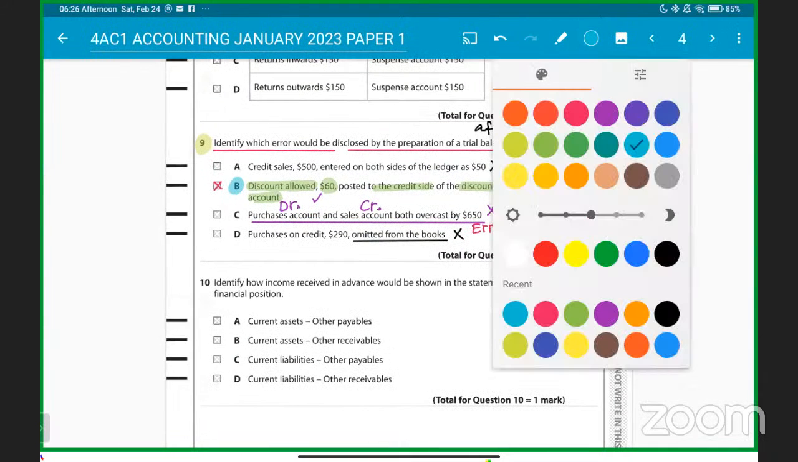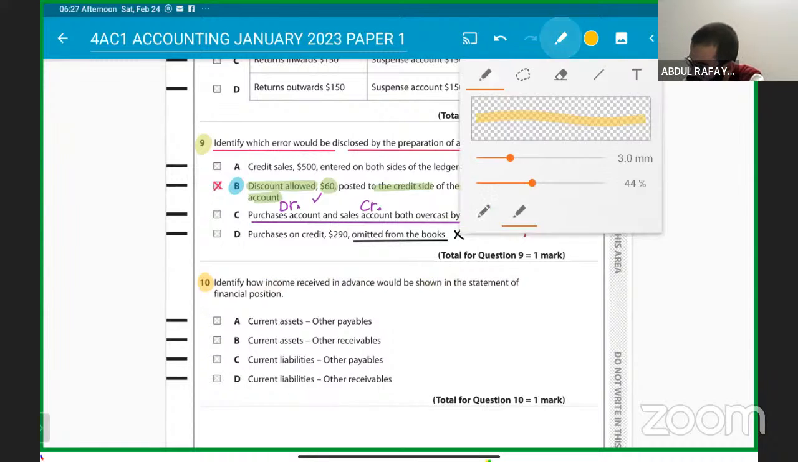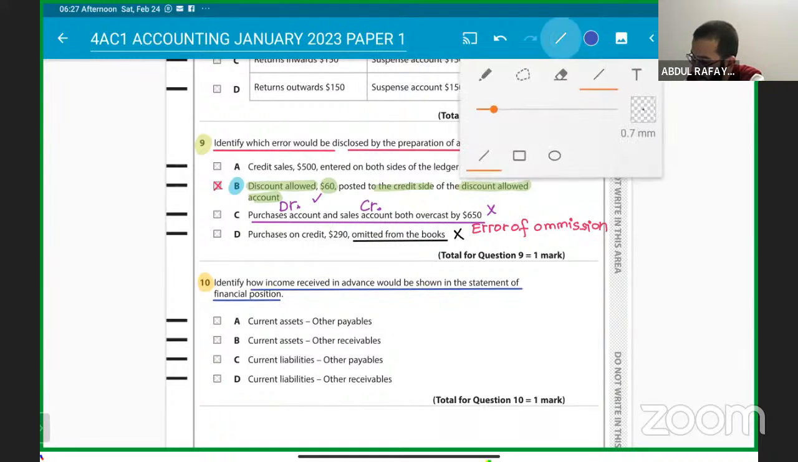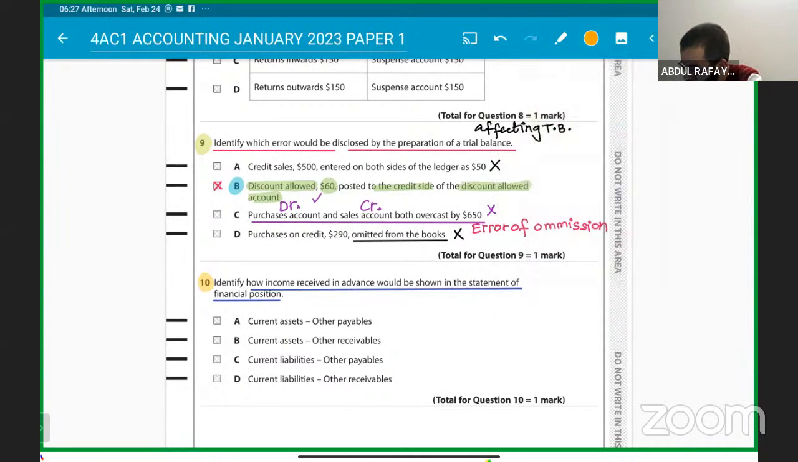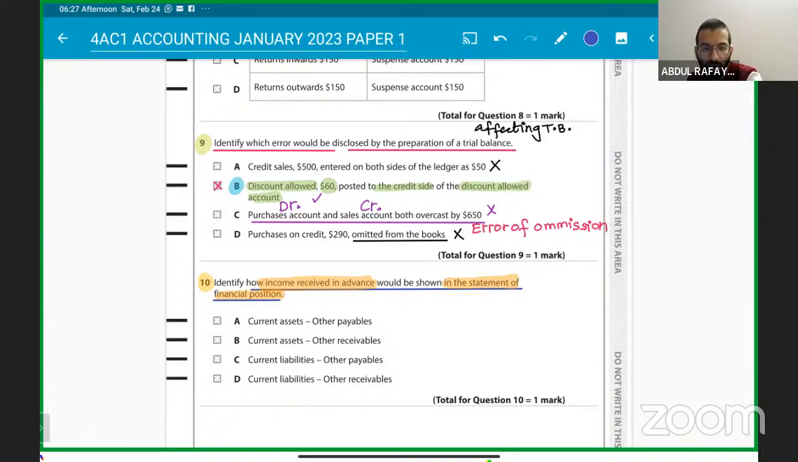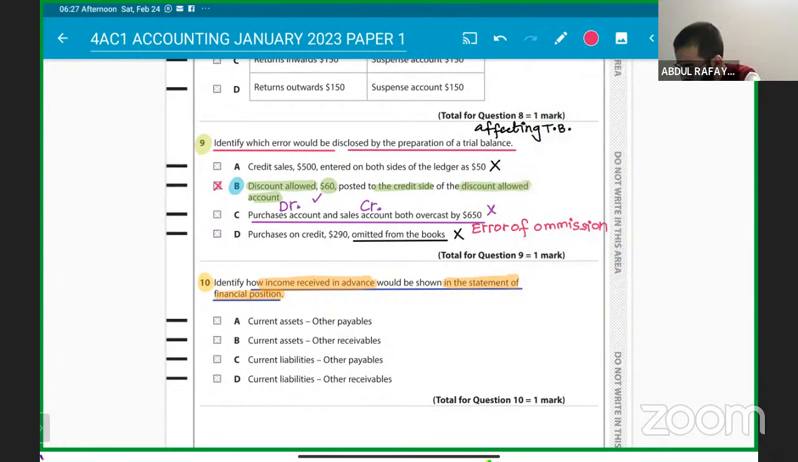So what we have next is how income received in advance would be shown in the statement of financial position. So we have to identify how the income that is received in advance will be shown in the statement of financial position. First we need to understand what is income received in advance for the company. If we are receiving income in advance, the customer has already paid for it, but we haven't provided the benefit or service to the customer.